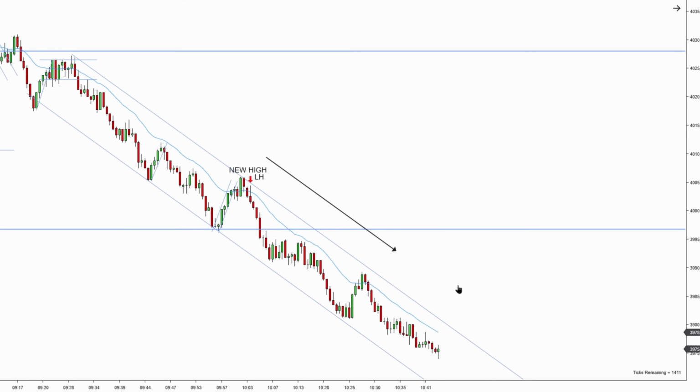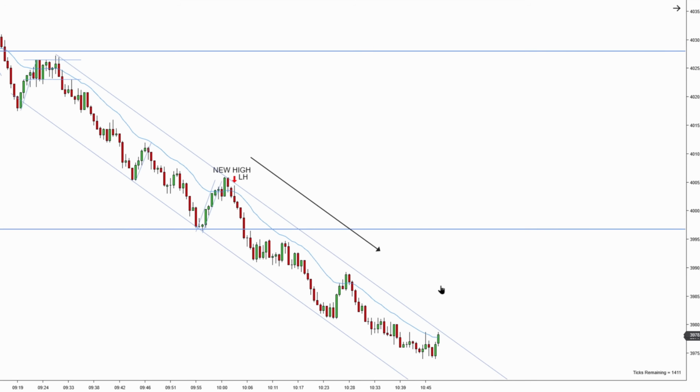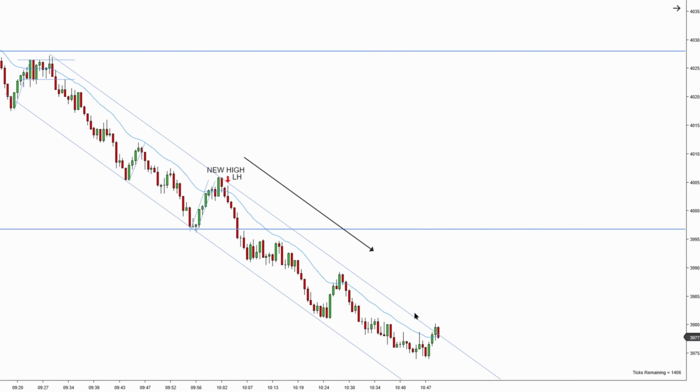We're working lower. Okay, we're confirming the trend line. I have it drawn a little bit off. I want to see confirmation like this. Third swing confirmation. Just going to quickly adjust it.